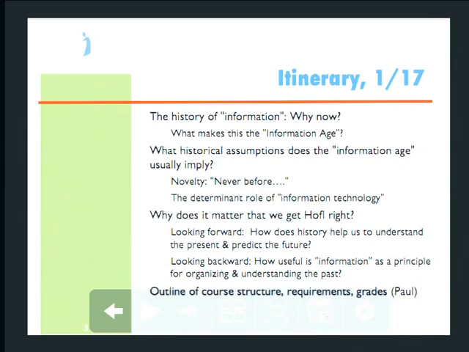Then I just want to say a brief word about why history matters, even if you're just interested in the future, why it's important to know the past. And then, as I say, Paul will say something about the structure of the class.